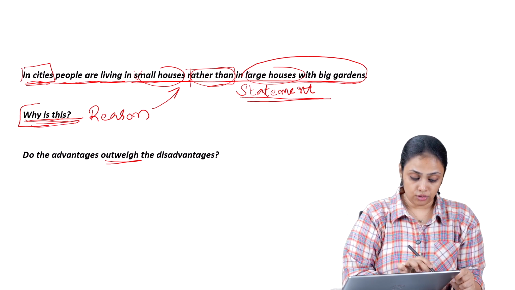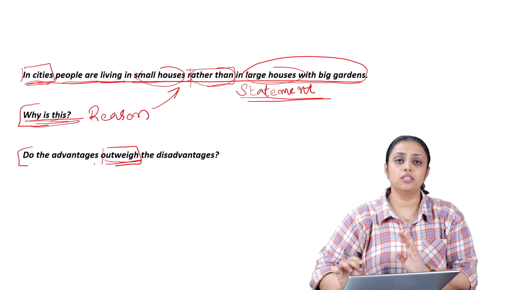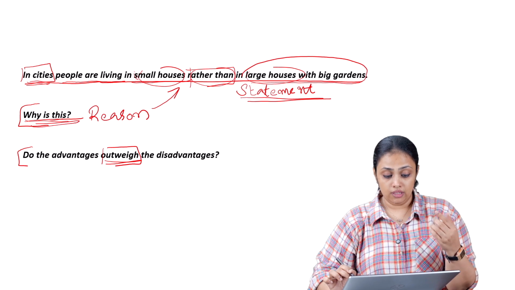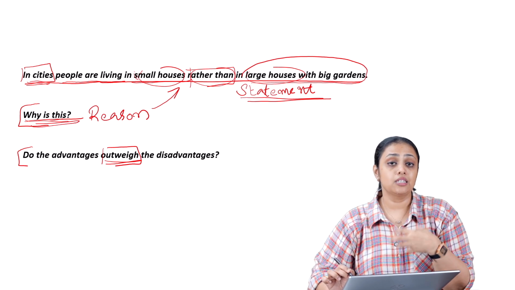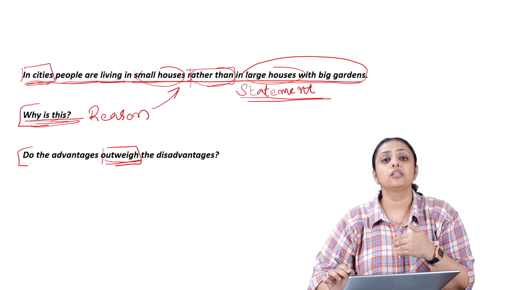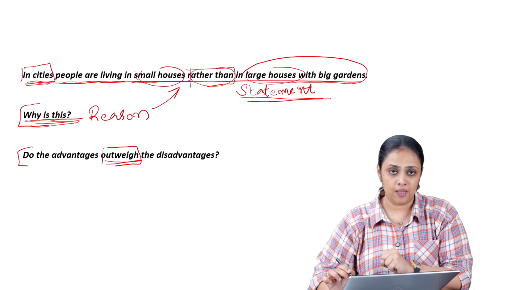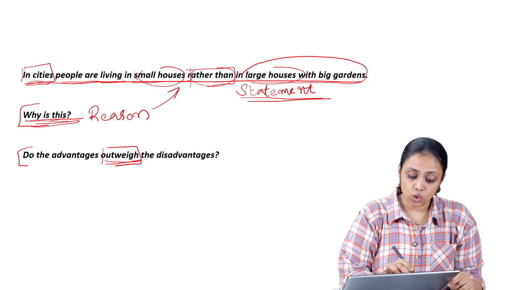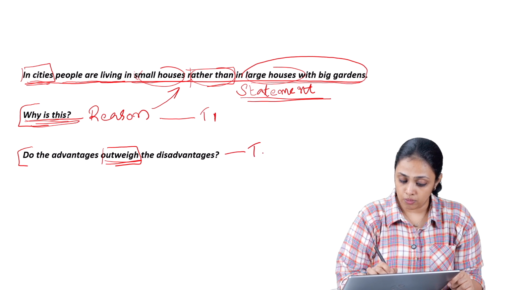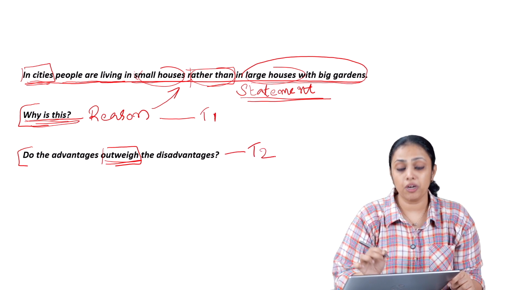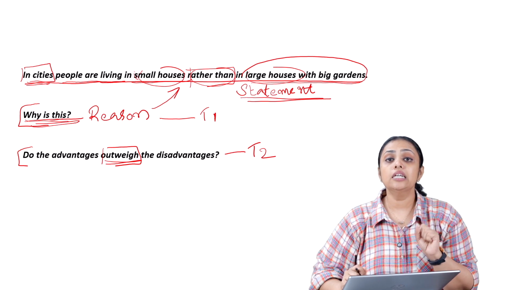Then there is another part to the question, that is, do the advantages outweigh the disadvantages? So, whether living in small houses when compared to big houses, does it have more advantages or more disadvantages? That is the second part that you need to address in your essay, which means that there are two parts. I would say task part 1 and task part 2 that you need to address in your essay. You have to clearly identify that.